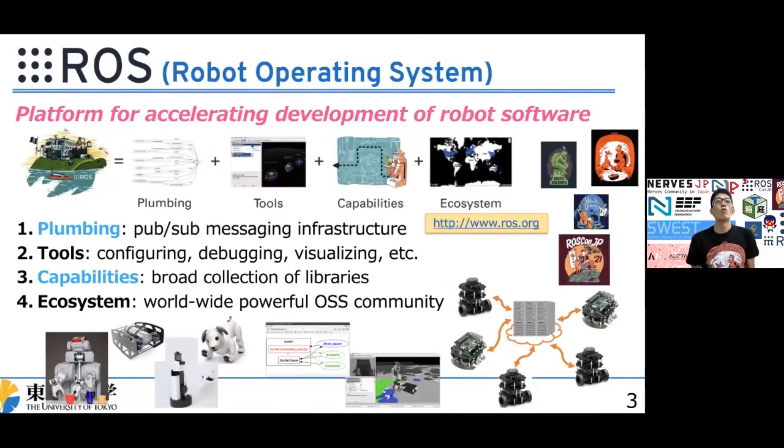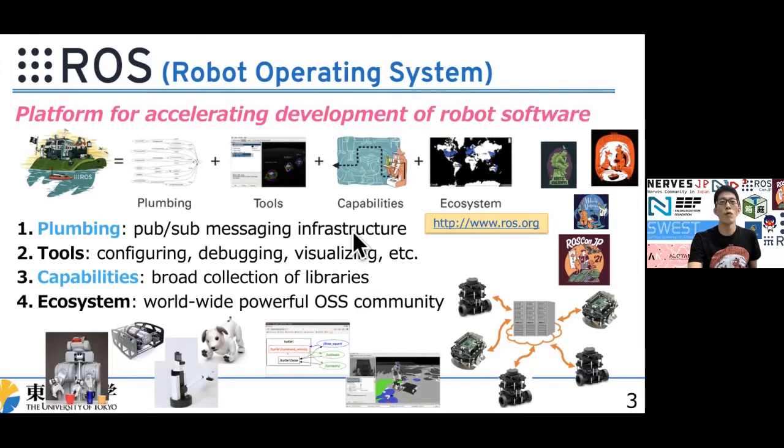So first of all, I would like to introduce ROS, that stands for Robot Operating System, for the BEAM community. ROS is a design platform to accelerate the development of robot systems. This is one of the most famous pictures that expresses the concept of ROS. There are 4 features for ROS: plumbing, tools, capabilities, and ecosystems. Plumbing means a messaging infrastructure for robot systems. Note that ROS is not an operating system, but a middleware for publish-subscribe communication.